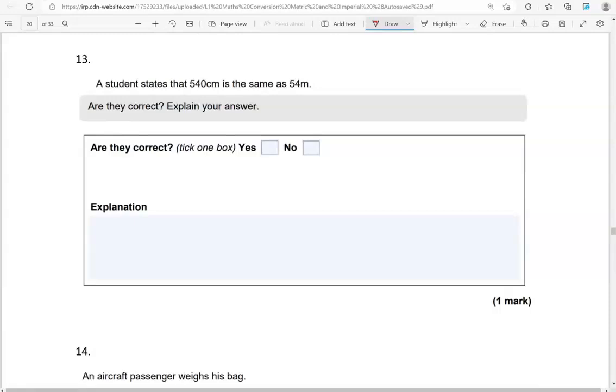The student states that 540 centimeters is the same as 54 meters. Are they correct? Explain your answer. So we know that in 1 meter there are 100 centimeters. Centi like a century, or cent in a euro, so there are 100 of them. What about 540 centimeters? What's that equal to in meters?